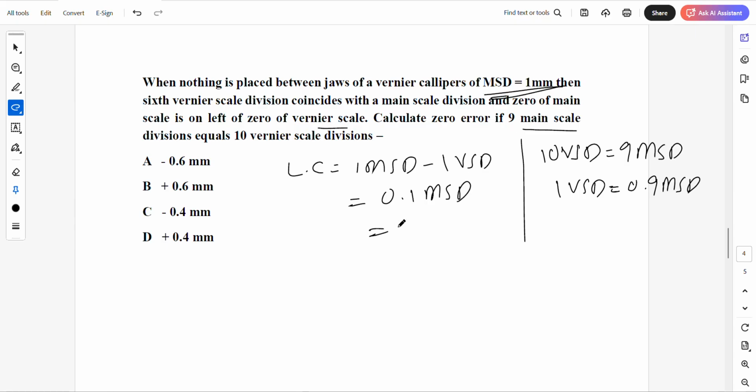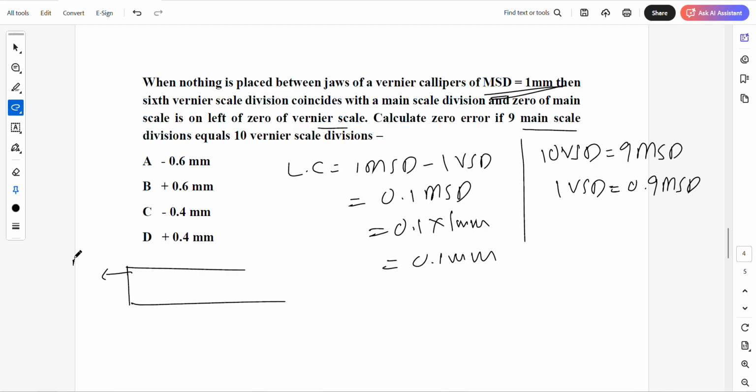MSD is how much? Clearly they have given 1 mm. Therefore 0.1 into 1 mm is 0.1 mm, the least count. Now they are saying that when nothing is placed between the jaws of a vernier, then the 6th vernier scale division coincides with a main scale division. See, this is main scale, and this is vernier scale.